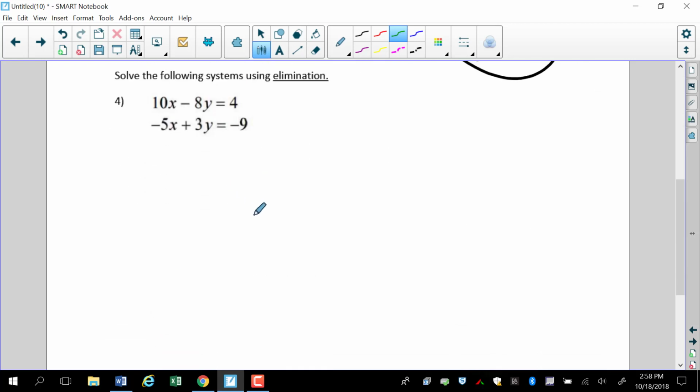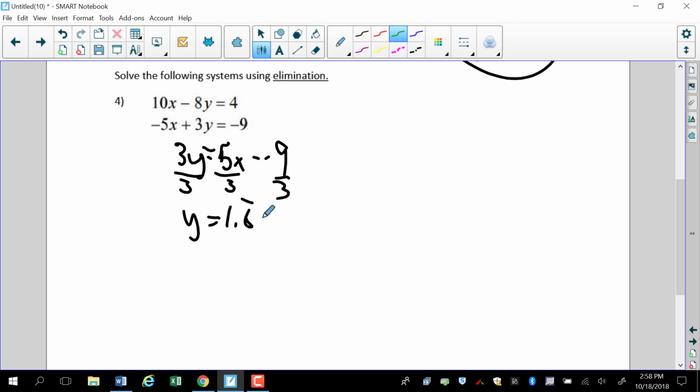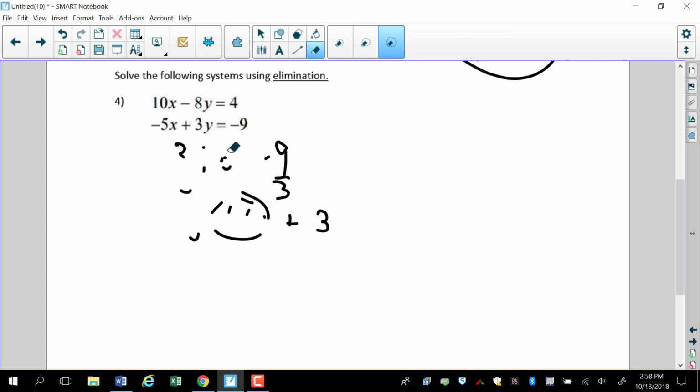If we look over here, if I were to try first by getting one of these variables by itself, you'll notice we'll get decimals. For example, if I want to get 3y by itself, I do 3y equals 5x minus 9 and divide by 3. And if I did this, I end up with 1.6 repeating x plus 3. And you don't really want to do this. This can kind of make a mess of some of these problems. So I'm going to show you another way to do this if you want to avoid this.